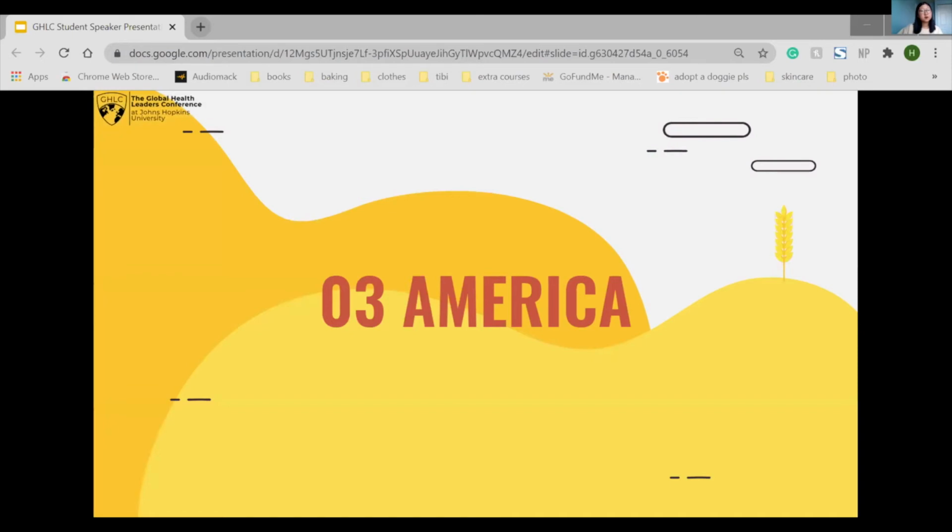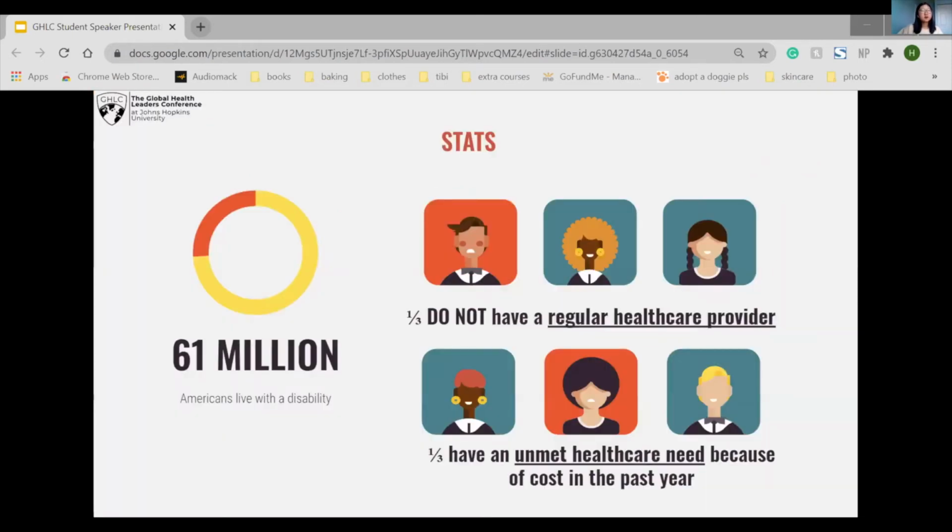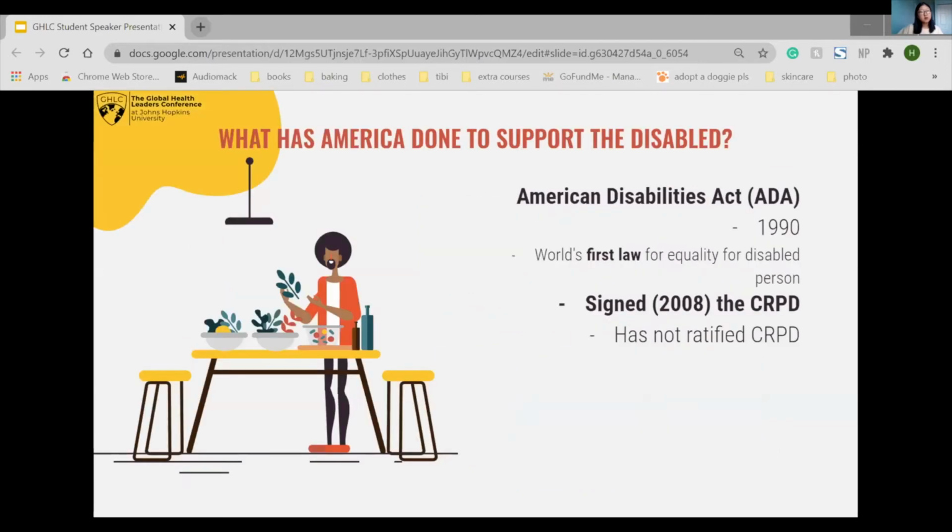The first country we're going to go over is America, a developed country. Currently in America, there are 61 million Americans who live with a disability. 1/3 do not have a regular healthcare provider, and 1/3 have an unmet healthcare need because of the cost in the past year.